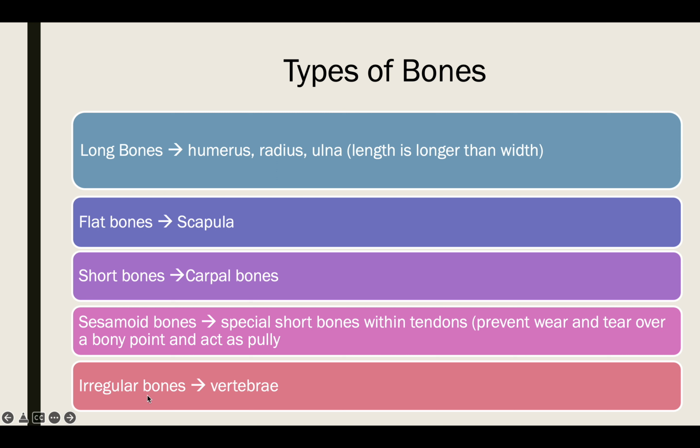And then your irregular bones. Think of your vertebrae. You'll get more into these. I think it's your next module, and you'll see how different parts of your vertebral column all look different, and you'll be able to tell what part of the spine you're in based on what they look like, but they all are different, so they are very irregular, and you guys will see that.